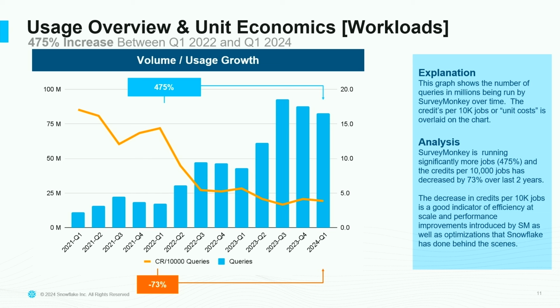That's the critical part. On this chart, the x-axis shows the timeline. The left vertical axis shows the number of queries or workloads in millions, and the right axis shows the number of Snowflake credits we spend per 10,000 jobs. You can see the economies of scale here. Back in Q1 2022, we spent approximately 14 credits per 10,000 jobs. As we scale, workloads are increasing. Now we are spending only 4 credits per 10,000 jobs. This is what I'm going to talk about: how did we get there.